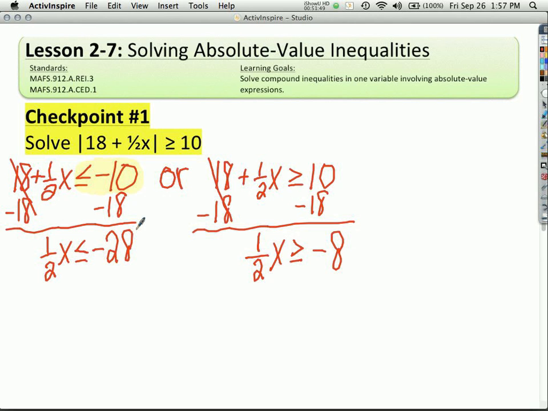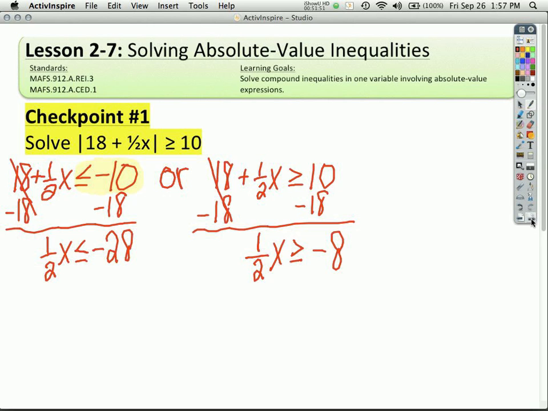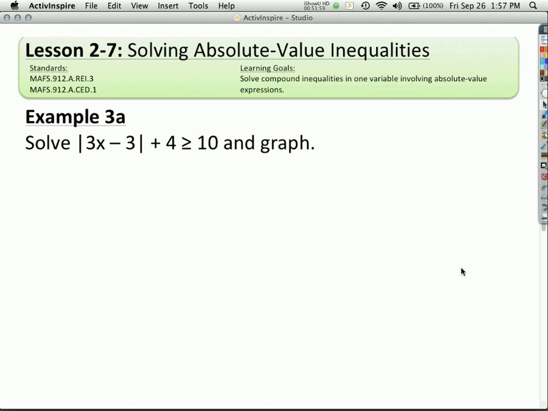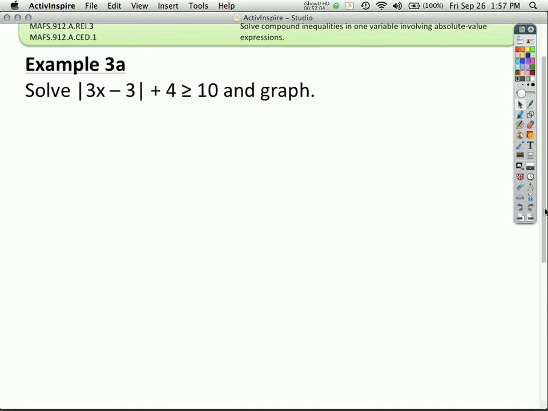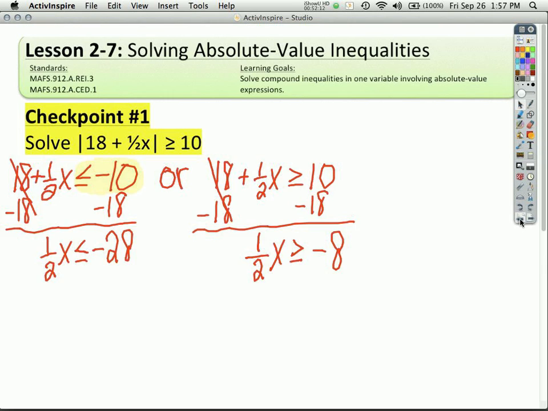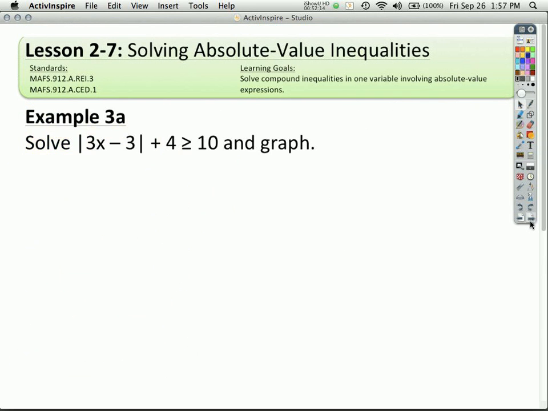Good. So let's up the level of complexity a little bit by introducing the pieces that we didn't have to deal with before. So, example 3, and we're going to do part A here. Practice example 2. Okay, so it's example 2A. Sorry. That's fine.